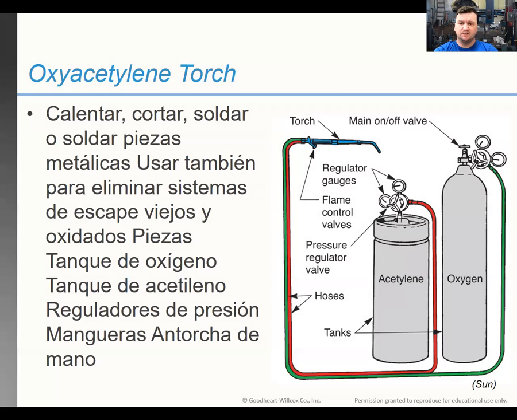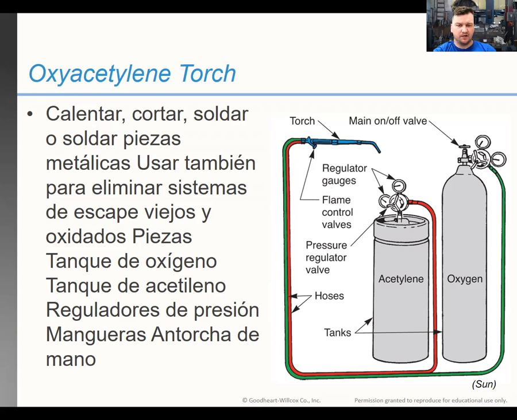Your oxyacetylene torch. This is for heat, cut, weld, or braze metal parts. Used also to remove old rusted exhaust system. Any bolt that is completely rusted or corroded very badly and you're having trouble getting off, this is what you're going to use it for. You're going to heat it up till it's glowing red, so the heat will expand that bolt, and that way it will hopefully break loose.